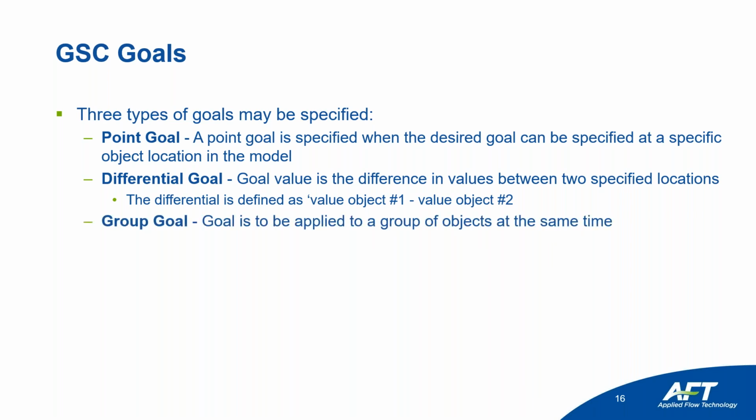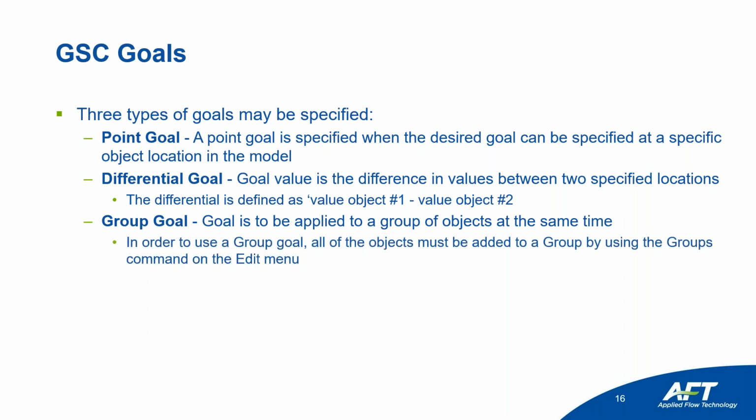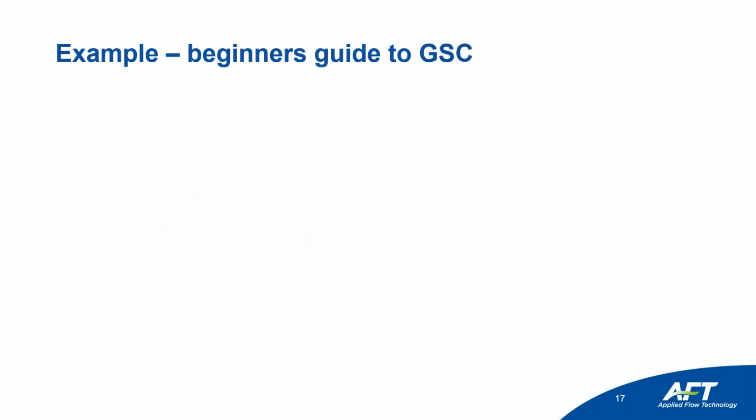A group goal is a goal defined to a whole group of objects at once. And that one is a little different, a little special. We'll have to go into more detail with that a little bit more later. So I just wanted to present the 3 different types you will have and you may see in the interface. The group goal has to have the group already made, and we'll get into that again.